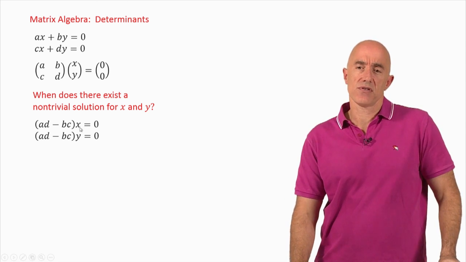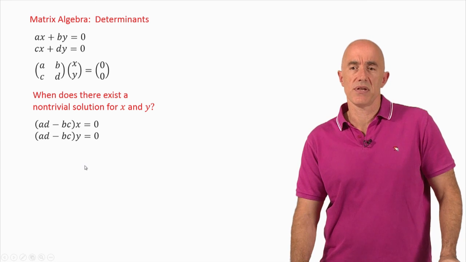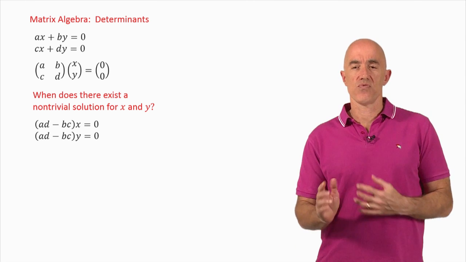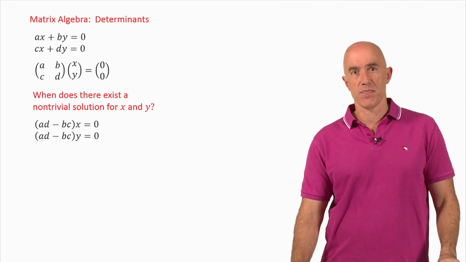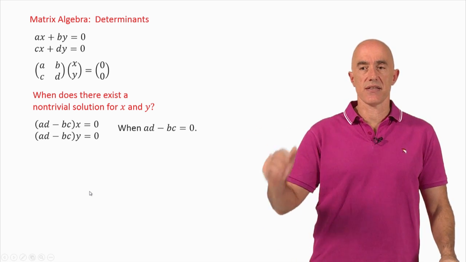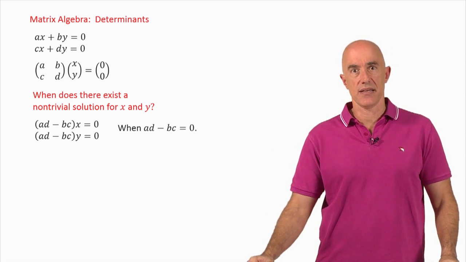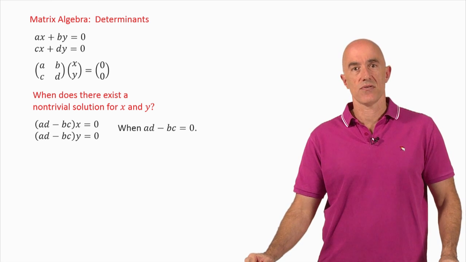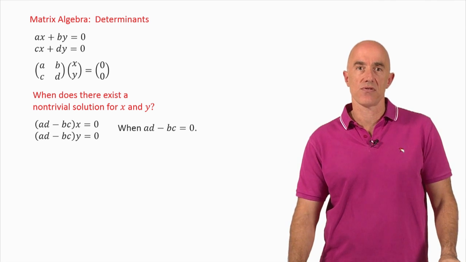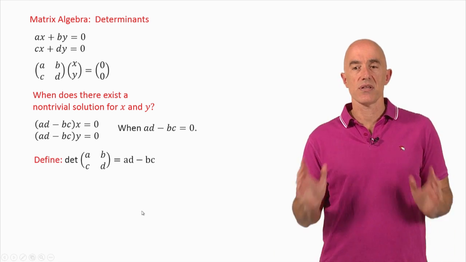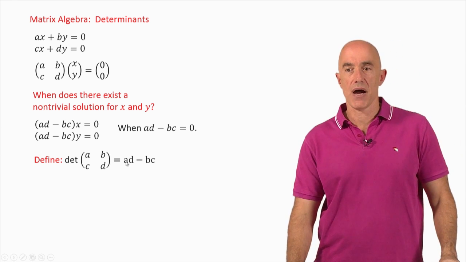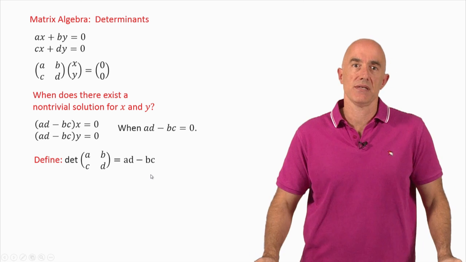So in order for the solution of these two equations to be different than x equals y equals 0, we would require that AD minus BC equals 0. So there exists a non-trivial solution when AD minus BC equals 0. That's exactly how we define the determinant of a matrix. So we define the determinant of the matrix A, B, C, D by AD minus BC.